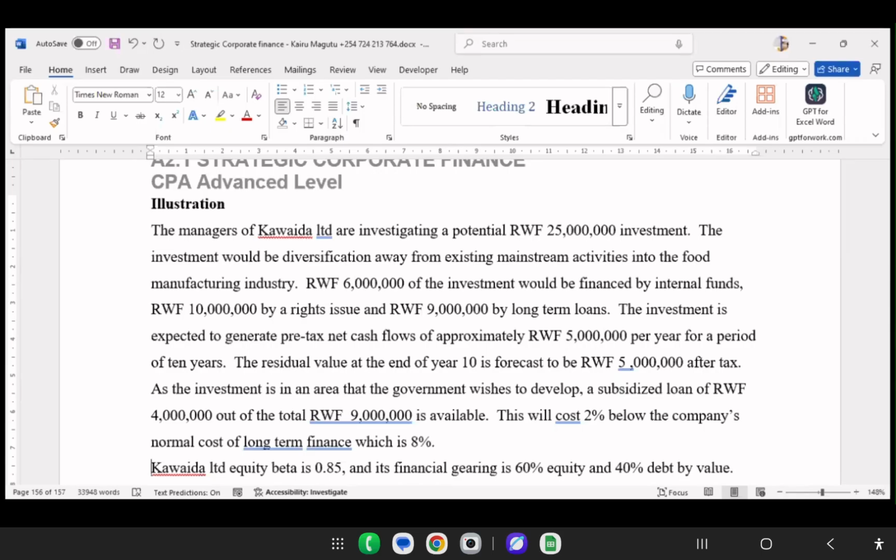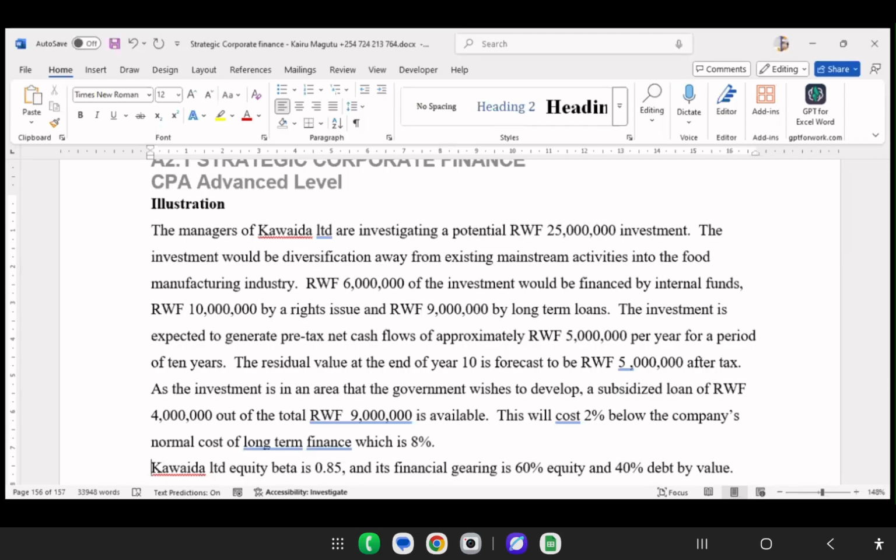The investment is expected to generate a before-tax net cash flow of approximately 5 million per year for a period of 10 years. The residual value at the end of the 10 years is forecast to be Rwandan francs 5 million after tax.